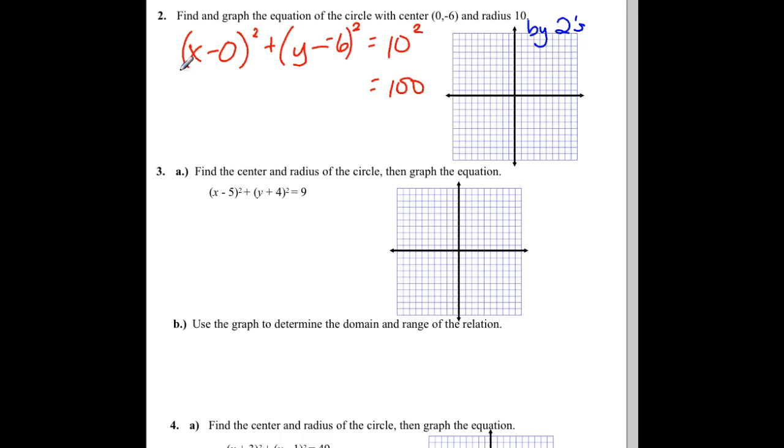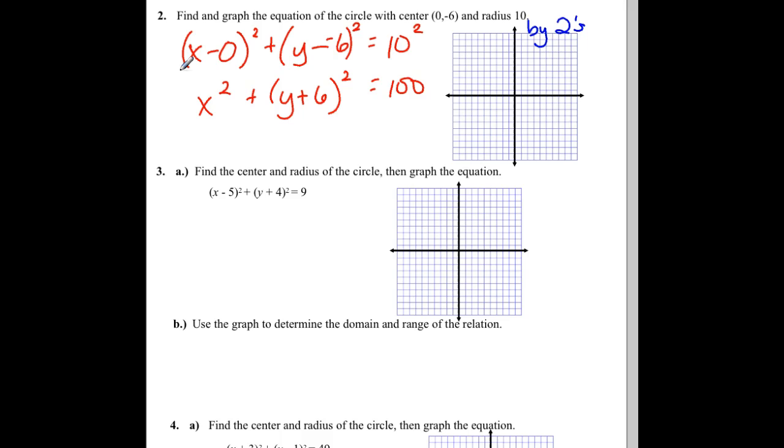I would not mark it wrong if you left (x - 0)² squared, but in your textbook, you'd never see it written that way. You're just going to see an x squared. The y minus -6, we would simplify to be (y + 6)². And there's your equation. We good with that?